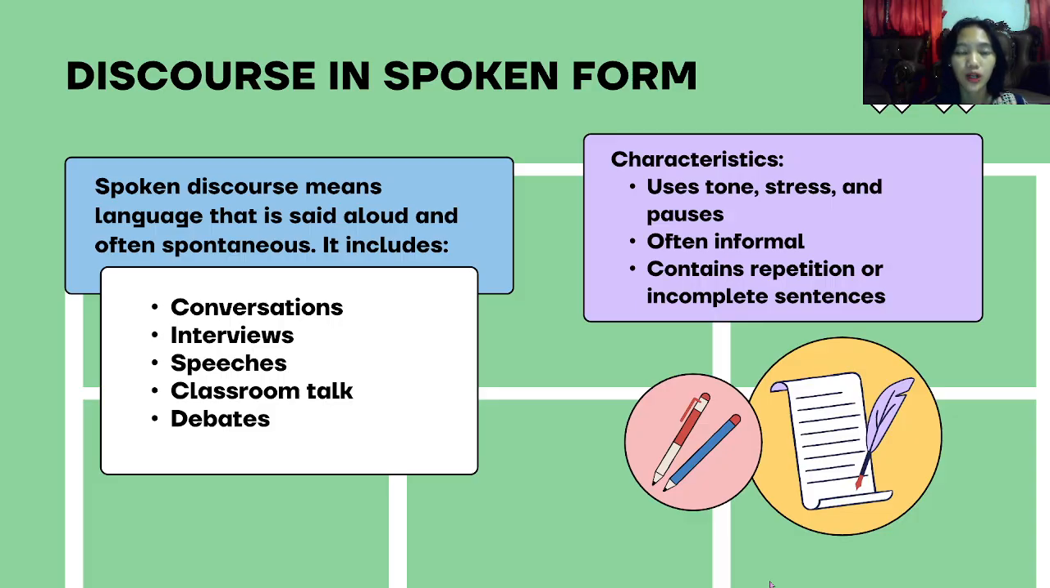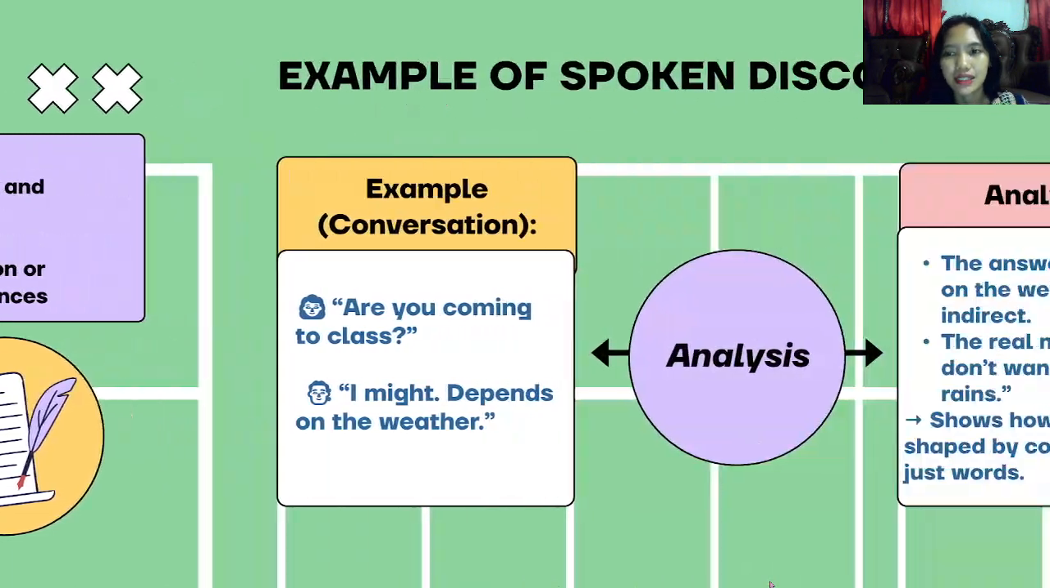Discourse in spoken form. Spoken discourse means language that is said aloud and often spontaneous. It includes conversations, interviews, speeches, classroom talk, debates. Characteristics: uses tone, stress, and pauses, often informal, contains repetition or incomplete sentences.